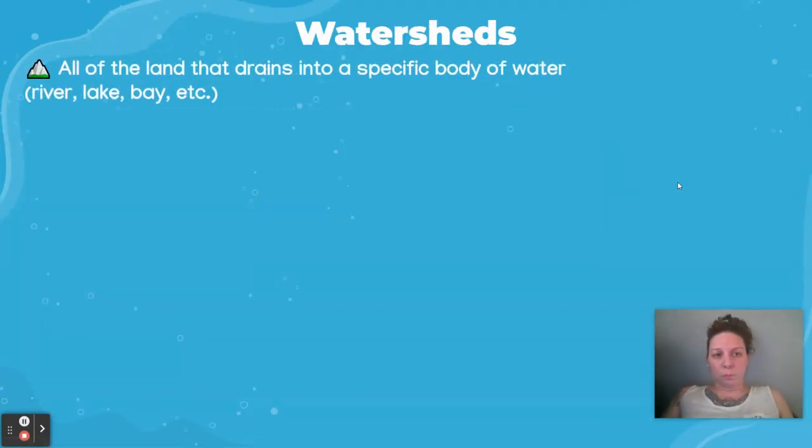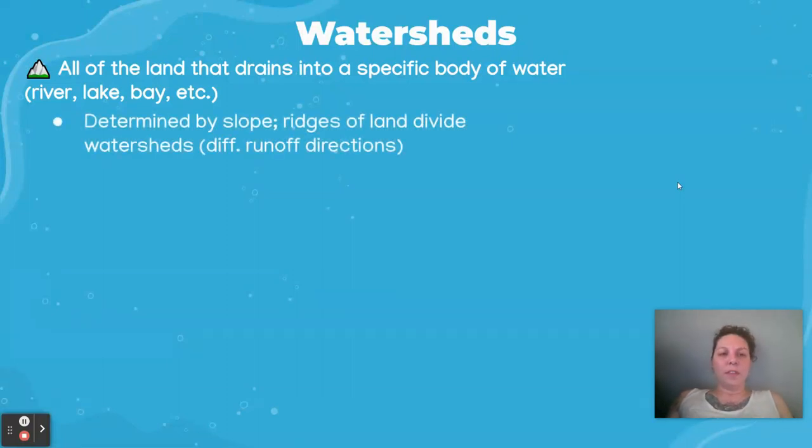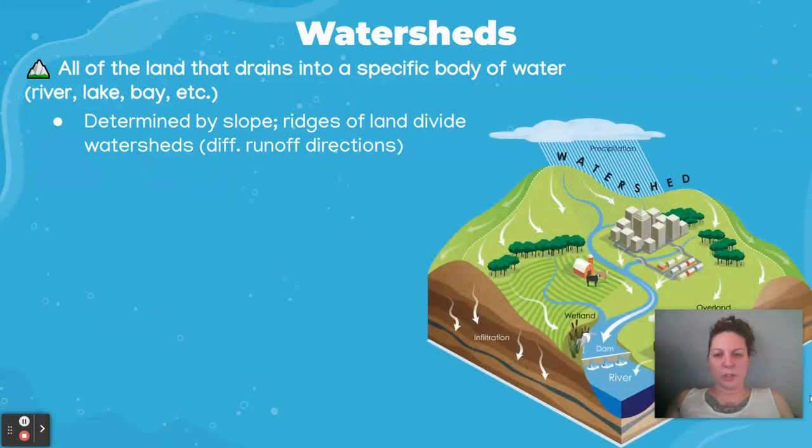So, as we get going, just understand that a watershed is, even though it has water in the name, it's actually land. So it's all of the land that's going to drain into a specific body of water, like a river, a lake, or a bay. This is going to be determined by the slope of the area. And so when I say slope, you can kind of imagine this land as just like a giant funnel that's draining into a body of water because of gravity.